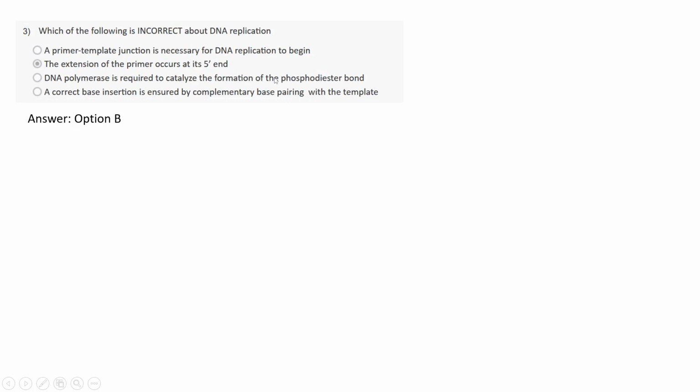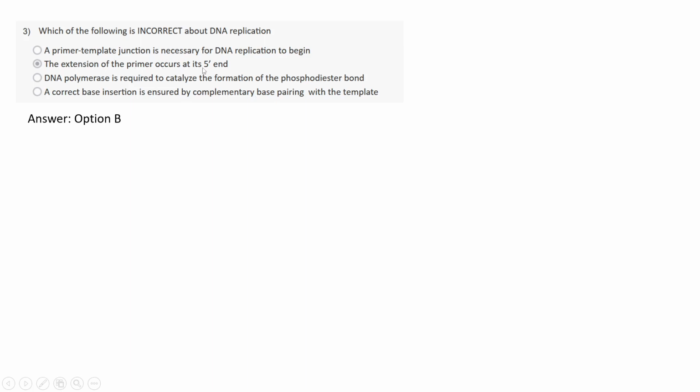DNA polymerase is required to catalyze the formation of phosphodiester bond, so this is also correct. And the correct base insertion is ensured by complementary base pairing with the template. So correct base insertion is actually ensured by the complementary base pairing, that if the template is correct, then only the correct base pair will occur. So that is why it requires a template during the DNA replication. So these three are correct.